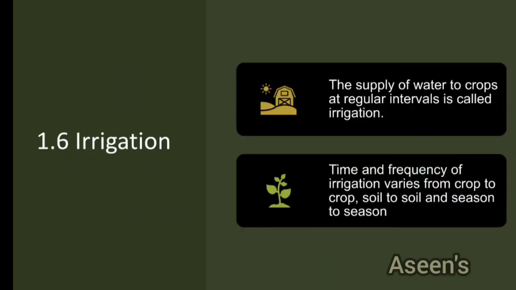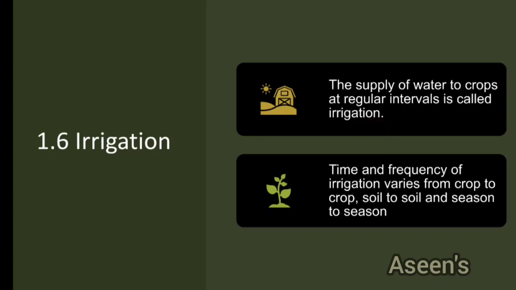Okay, that was about adding manure and fertilizer. Now we'll be switching to the next topic, that is irrigation. So let us understand what is irrigation first. Since we are growing crops and crops are nothing but plants, we know that plants need water. The supply of water to crops at regular intervals is called irrigation.